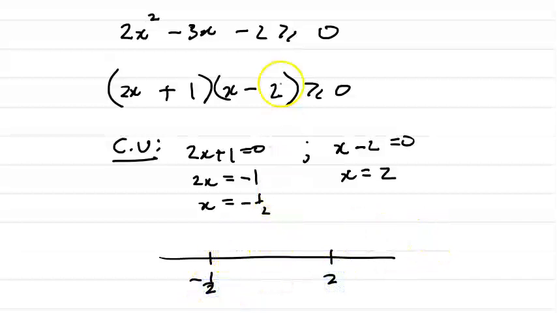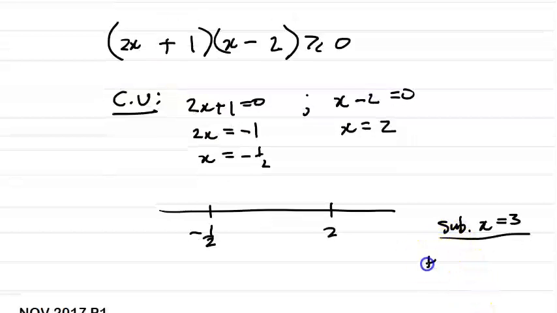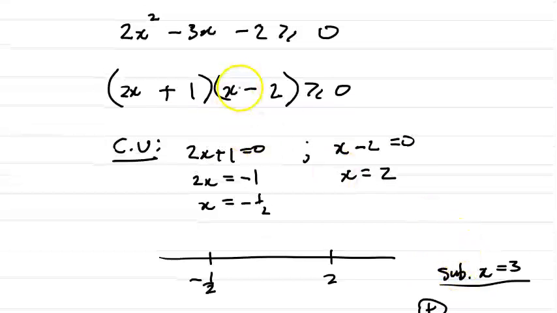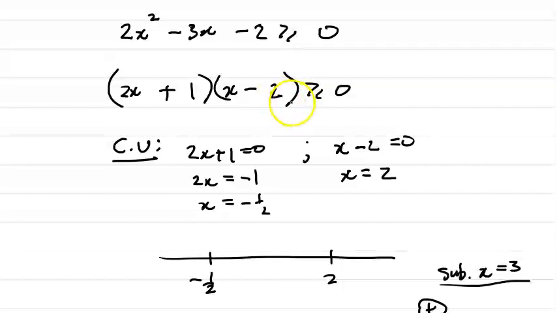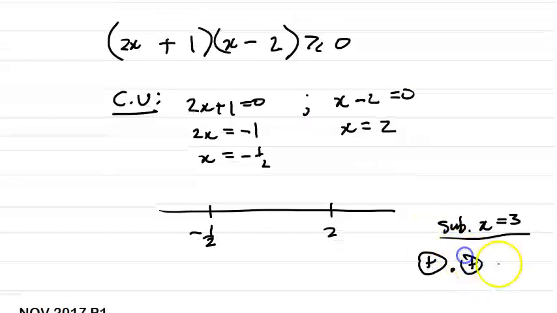Now let's do the same process that we did before in the previous example. I want to substitute an integer value. So I'm going to substitute x equals 3, 1 greater than that one, into this. 2 times 3 is 6, 6 plus 1 is 7, so that's a positive value. Then I'm going to get a positive times 3 minus 2 is 1, so that's also a positive value. Positive times positive equals a positive. Therefore, for all values greater than 2, I'm going to get a positive value.